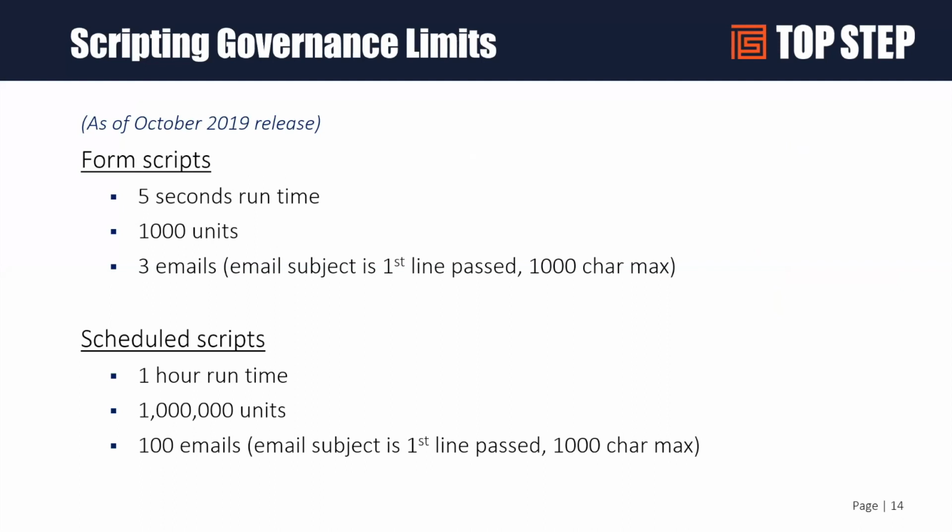As of the October 2019 release, and I don't believe these have changed since then, the form scripts have a 5-second runtime. They have a 1,000 unit limit and 3 emails, with the subject being the first line passed, and a 1,000 character max on the emails. The scheduled scripts have a 1 hour runtime. They have a 1 million unit governance and 100 emails. Again, the subject is the first line passed, with the 1,000 character max.